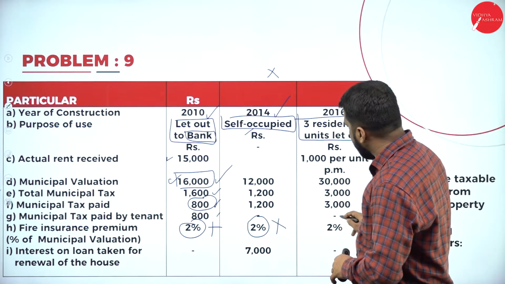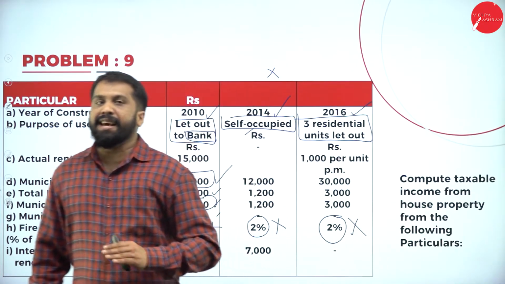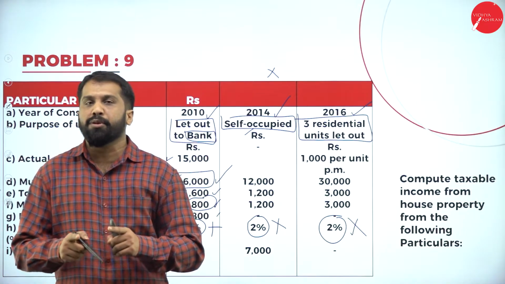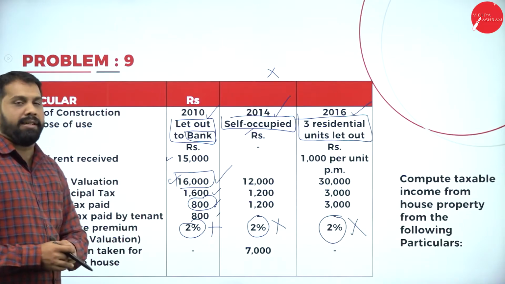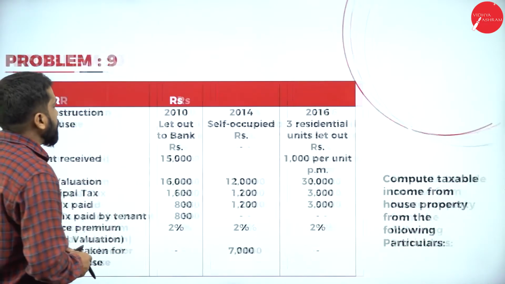So 2% we will not consider. Why? Because any expenses are not supposed to be deducted. Hope you understood. Now we'll go to your answer. We'll see whatever we discussed, whether it is correct or not.